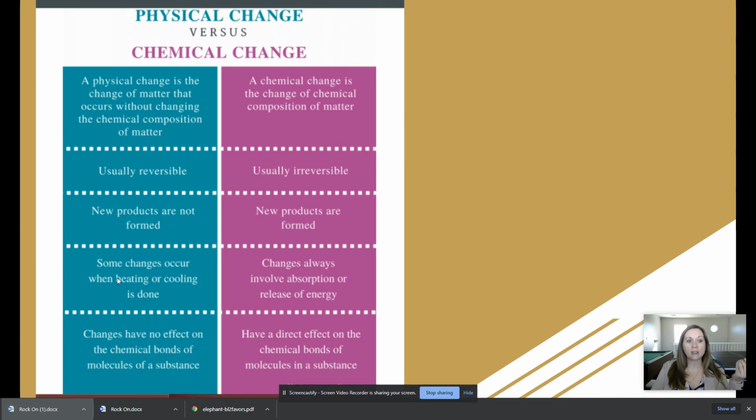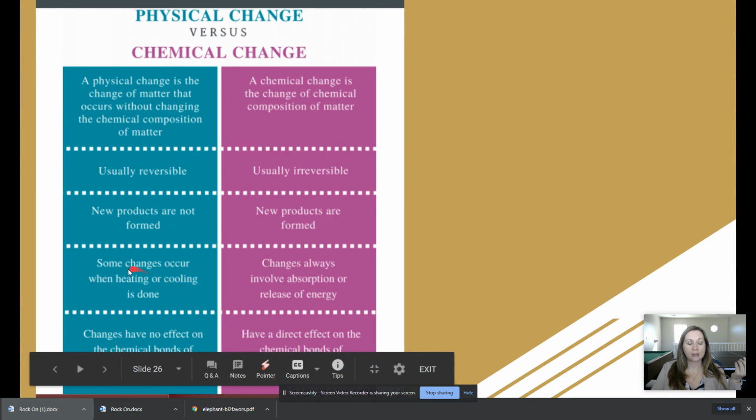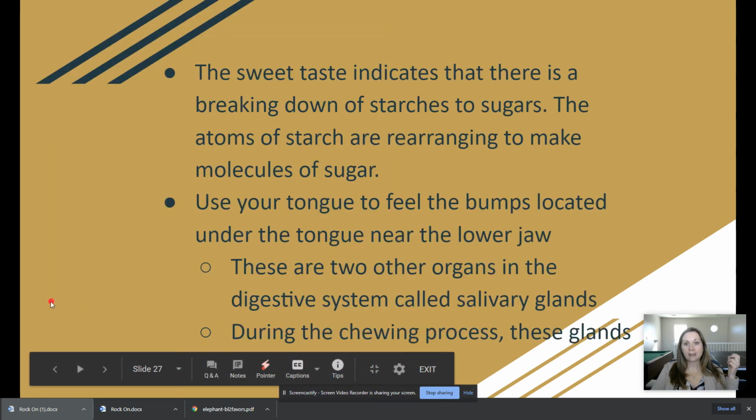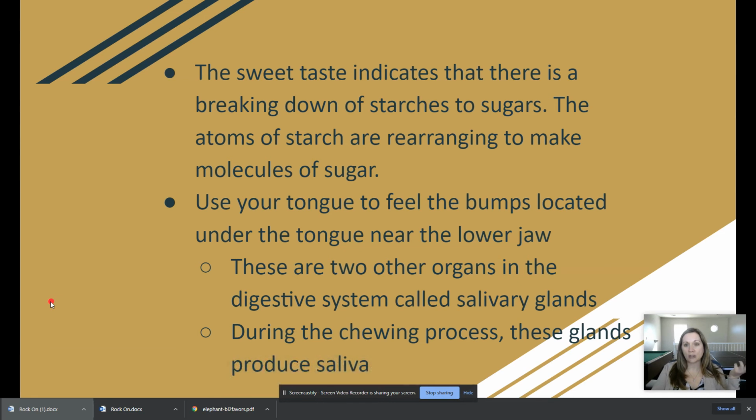With physical changes, some changes occur when heating or cooling is done. A chemical change always involves absorption or release of energy. And for a physical change, changes have no effect on the chemical bonds. And for a chemical change, they do have an effect on the chemical bonds. Okay, so the sweet taste indicates that there is a breaking down of starches to sugars. The atoms of starch are rearranging to make molecules of sugar.